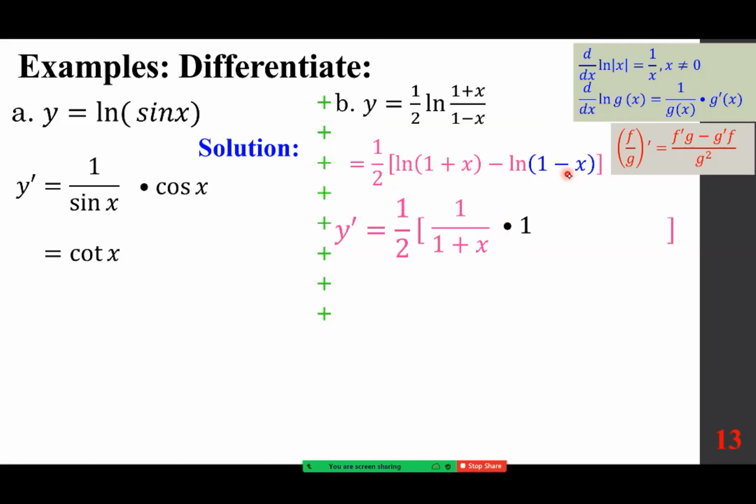However, pay attention to what happens here. Minus ln of 1 minus x. So minus, flip this over, 1 over 1 minus x. Now, g prime of x. What is the derivative of the parentheses? That is negative 1. And now it does make a difference. You must write times negative 1. And that is extremely important.